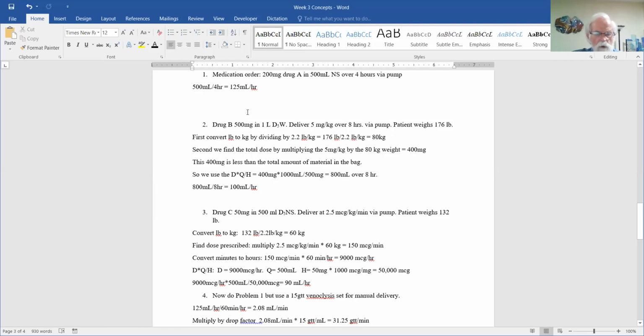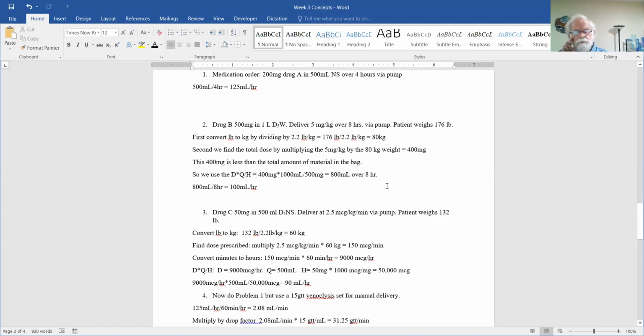Now, we had 500. Here we have another example of a drug where the total dose to give to the patient over this 8-hour period is less than the contents of the bag. So we have to plug this into our dose prescribed over dose on hand times the quantity. So we have 400 milligrams divided by 500 milligrams and then multiplied by 1,000 milliliters. So we're going to be giving this patient 800 milligrams over 8 hours.